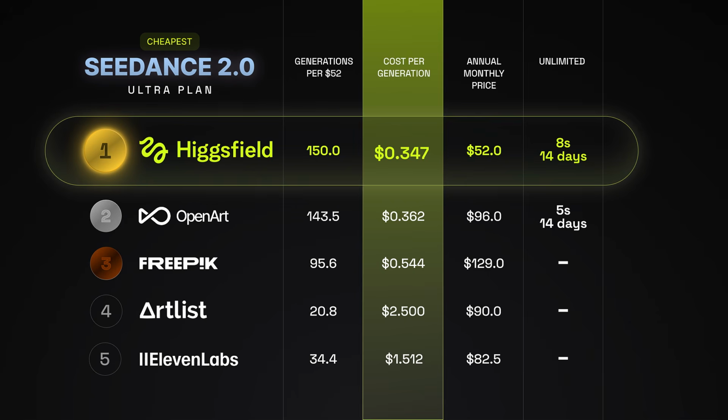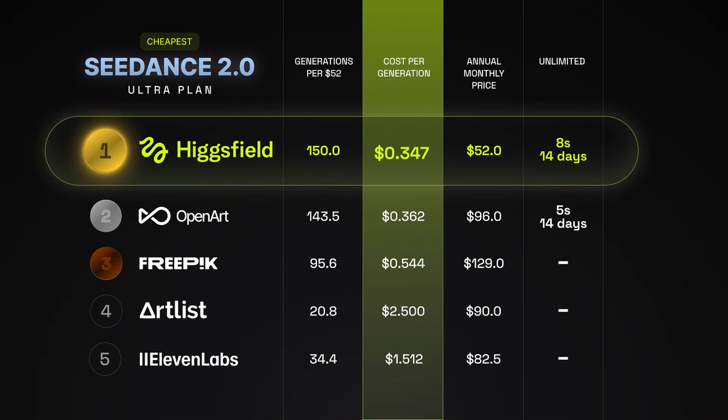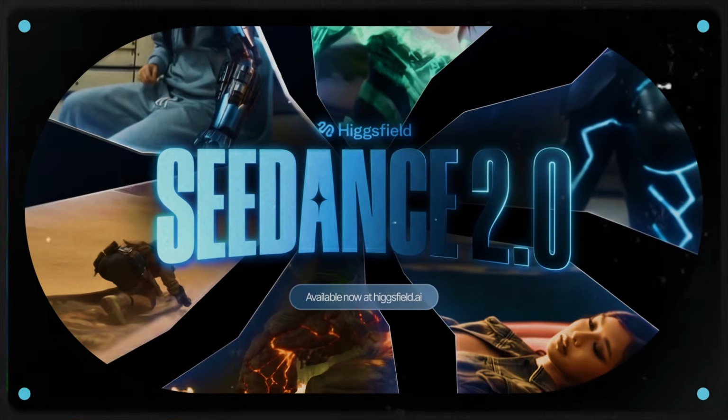If you look at the pricing comparison, the difference is honestly shocking. First, if you're on the Ultra plan, you get unlimited generations for a certain period of time. And second, the cost per generation is insanely low. We're talking about just 34 cents per generation. Now compare that to other platforms charging $1.50, even $2.50 per generation. That's not just expensive, that's crazy. So if you're serious about creating AI videos without burning your wallet, this is a no-brainer.